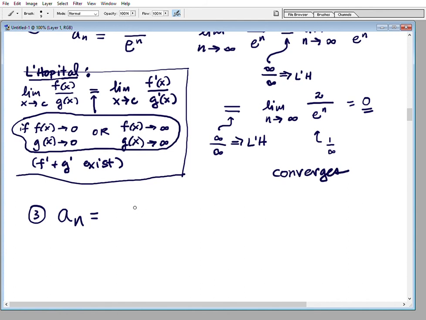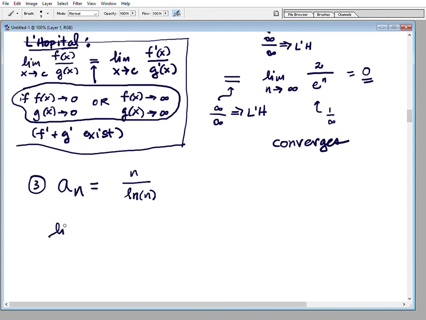Okay, let's say, I'll make log n like this. Okay, n over log n. So let's do that one. So it's again infinity over infinity. So justify it. Infinity over infinity, therefore use L'Hopital.